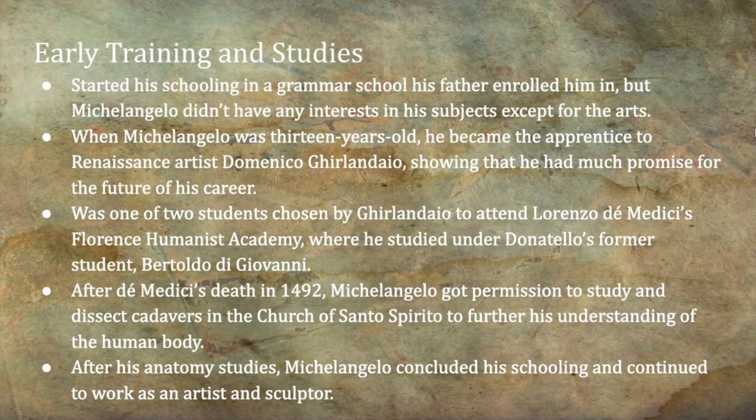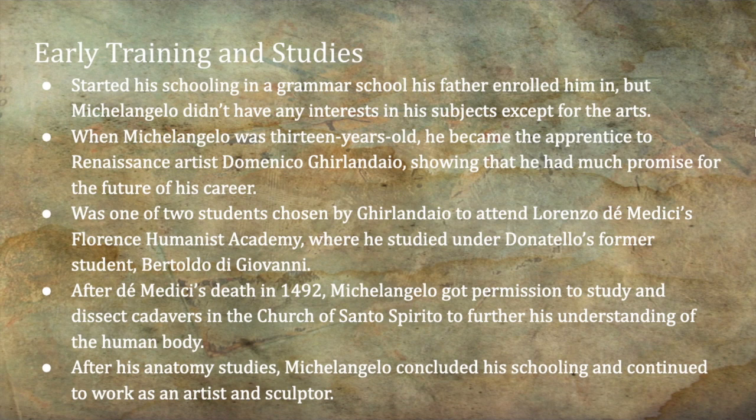For his early training and studies, Michelangelo started his schooling career in a grammar school that his father enrolled him in, but he never had any interest in any of the subjects other than art. When he was 13 years old, he became an apprentice for the Renaissance artist Domenico Ghirlandaio, showing that he had much promise for the future of his career.